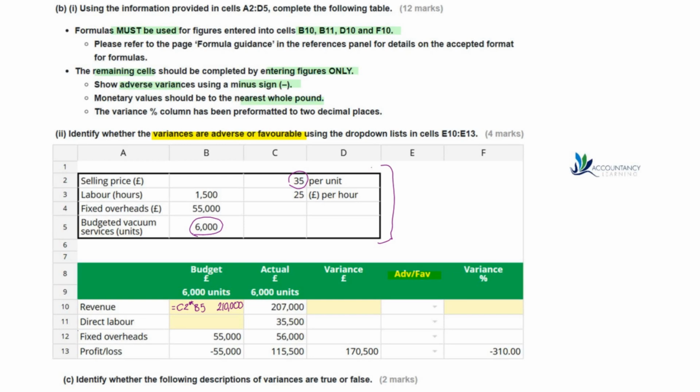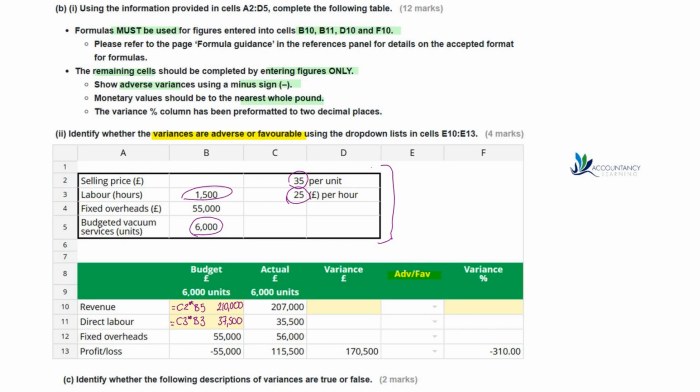The next part of the budget is the direct labour. Again, this is a formula cell. So we're going to do equals, we're going to take the £25 per hour, C3, multiply that by the number of labour hours in B3, and again you will then get a figure there.